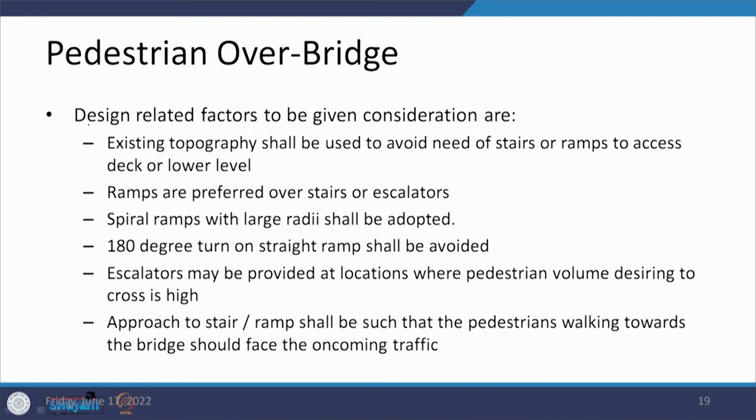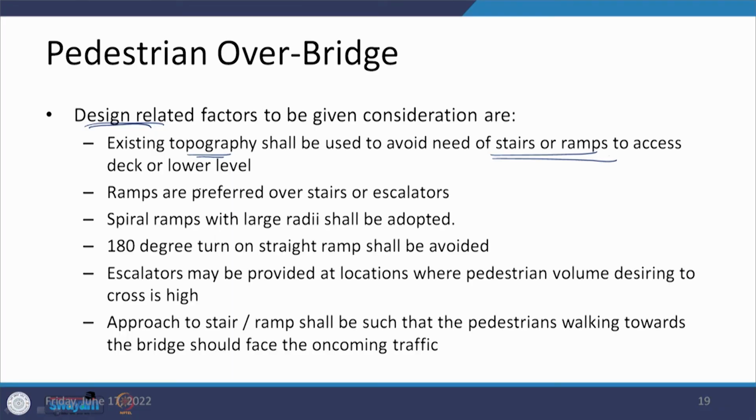Looking at the design related factors, the very first thing is the topography of that area, and we should try to see that if this topography can be utilized so as to reduce the efforts to be made by the pedestrians to go up and cross the road and come down, then this is going to be better. And in that sense, the number of stairs or risers, or the flights which are going to be provided, if they can be reduced or made easier in terms of going up and down, then that is what we are looking at here.